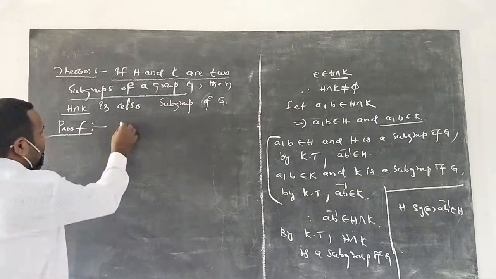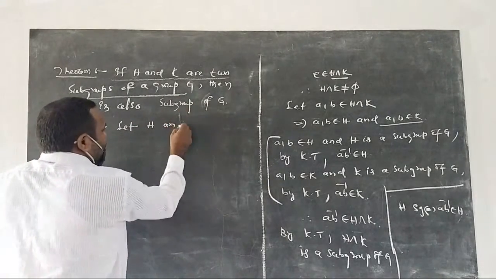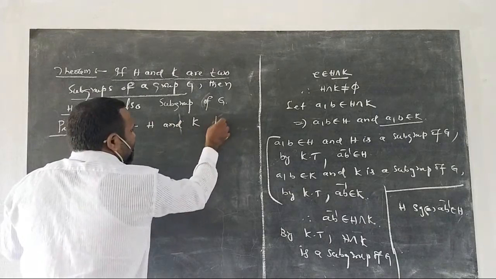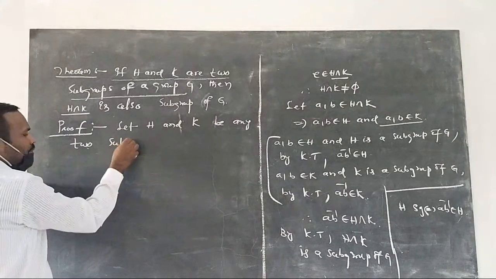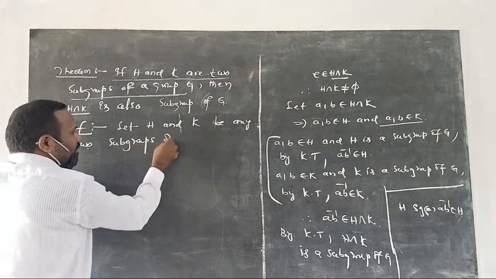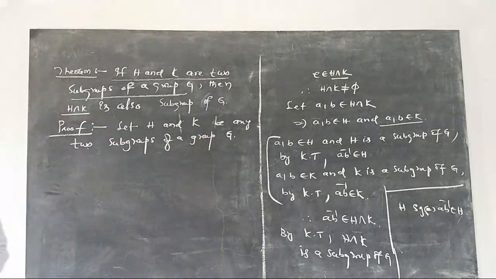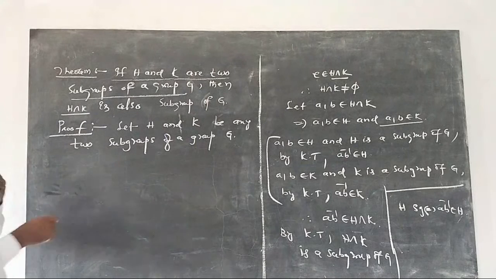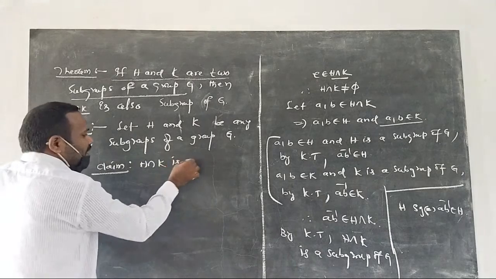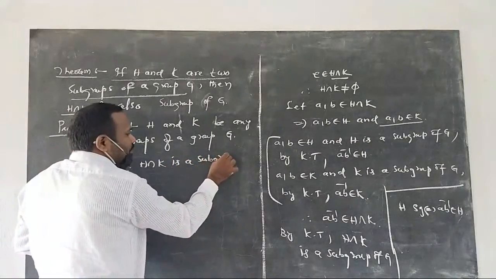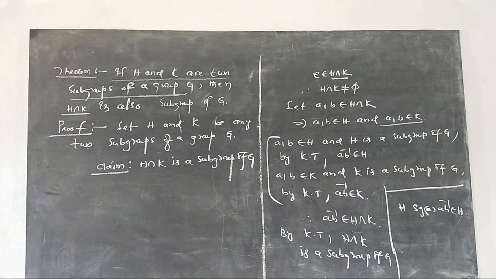Okay, let us write. Let H and K be any two subgroups of a group G, where G is a group and H and K are subgroups. What is our claim here? Our claim is that H intersection K is a subgroup of G. That is to be proved in this theorem. Are you okay?